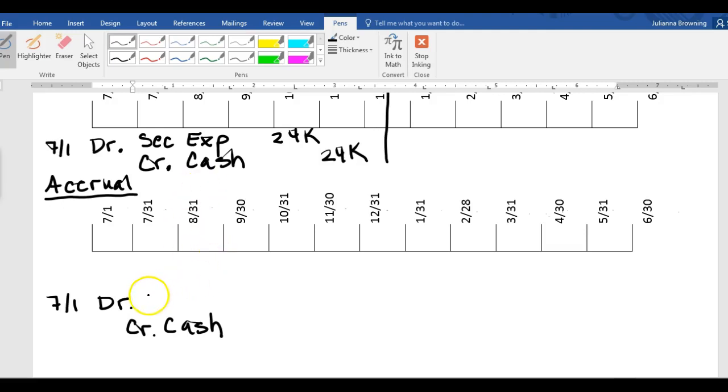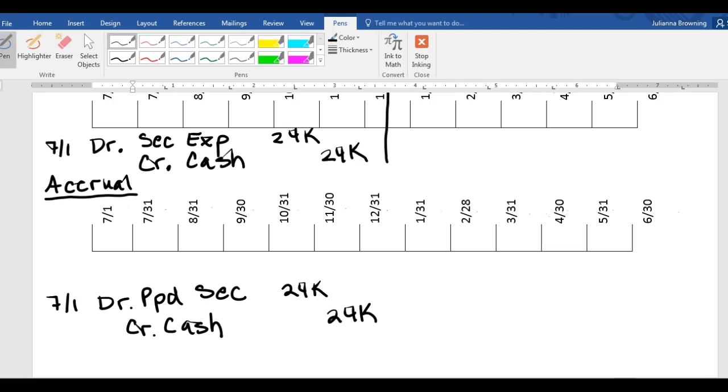Instead, we're going to initially record it as an asset, as prepaid security. So prepaid security, we're going to debit as an asset for $24,000. And we're going to credit cash for $24,000. Now, of course, that security contract, we're going to use it up over the course of the year, so it's not going to stay an asset forever.